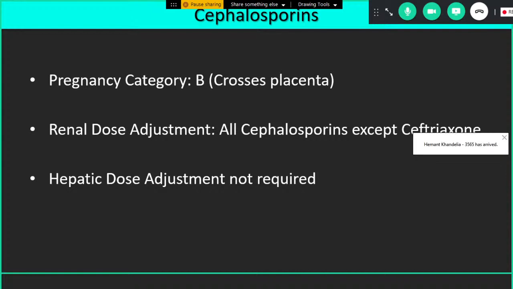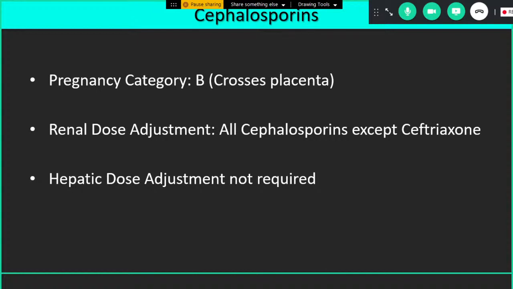Finally, hepatic dose adjustment is not required because most of these drugs are not metabolized by the liver. So finally, we close this class just to remind that cephalosporins are like penicillins. They inhibit the transpeptidase enzymes, and at the 3 and 7 positions, the side chains can be modified.